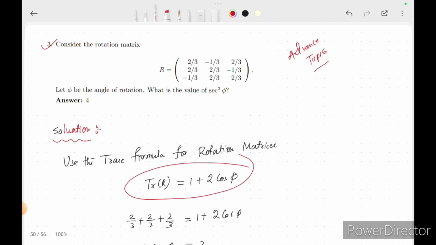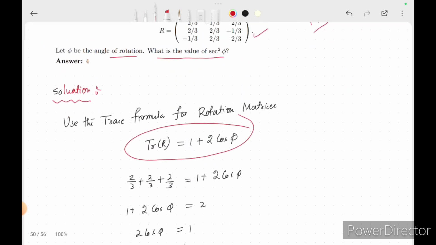Consider the rotation matrix, and let phi be the angle of rotation. What is the value of sec squared phi? We use the trace formula of a rotation matrix. The trace of a rotation matrix is equal to 1 plus 2 cos phi. Always remember this trace formula of the rotation matrix.